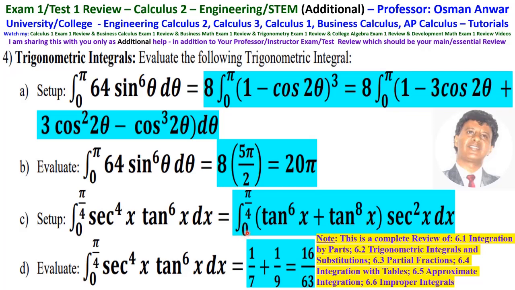When x is 0, tan of 0 is 0, so u is 0. When x is pi over 4, u is tan pi over 4, which is 1. Then u is integrated from 0 to 1, which is 1 over 7 plus 1 over 9, which is 16 over 63.